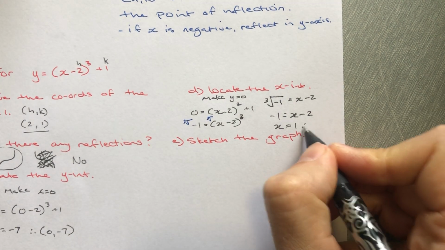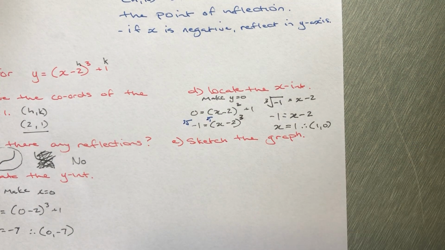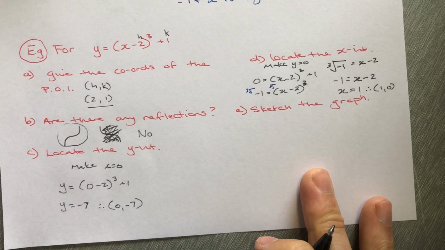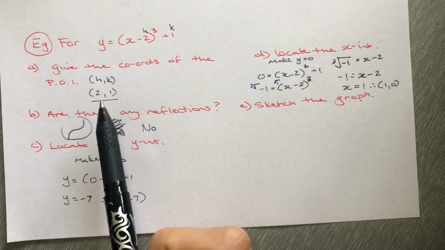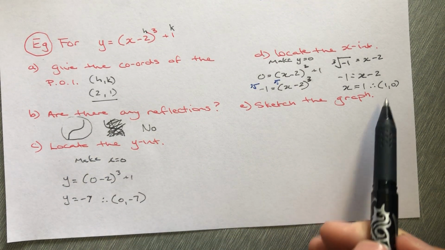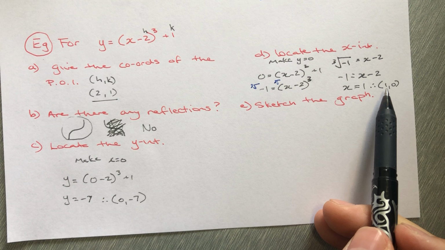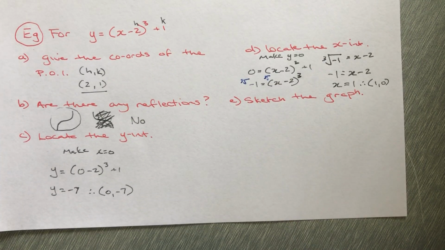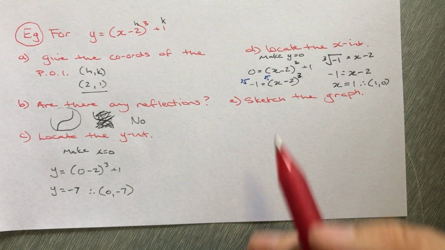There we go. So we can put the coordinate down because we have to show that in our graph. We've found all the key points that we need. We've got our point of inflection, we've got our y-intercept, and we've got our x-intercept. So all we need to do is connect all those points and put it in the proper shape, and we have our graph. So I'm going to quickly set my axis up, put those points in, and we'll finish it off.